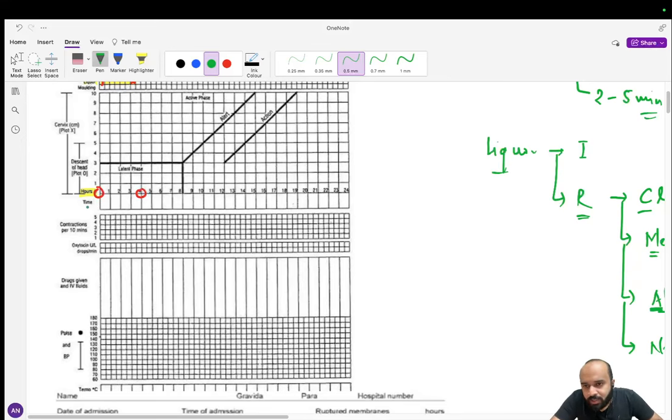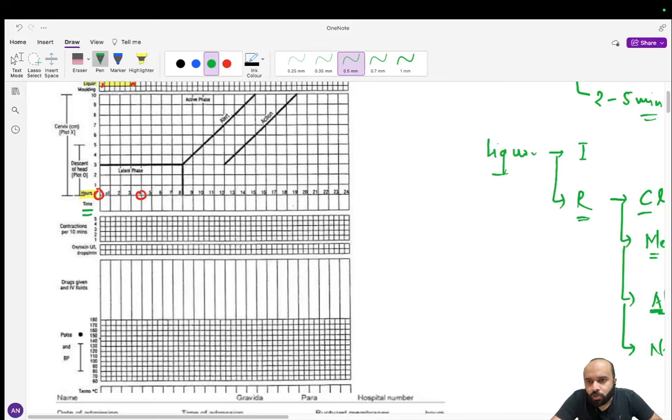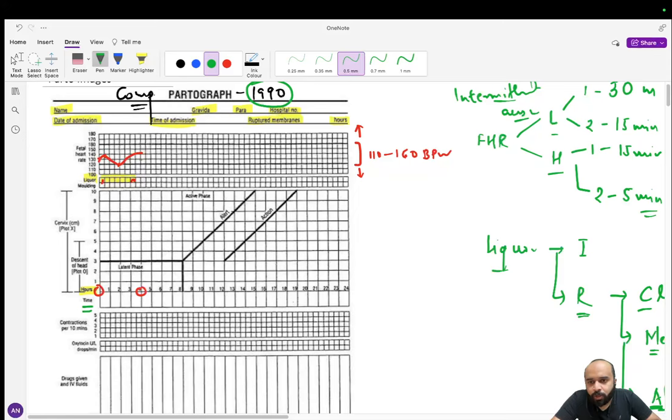Over here, as you can again see, the timing has been mentioned. So according to the time, you will be writing it. The next column is about molding.